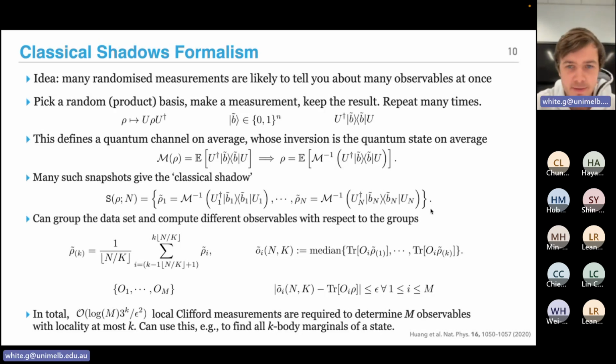So that is a brief overview of classical shadows, but it's really this final statement which is the most important and really pertinent to this work, which is that you can use this, for example, to find all of the k-body marginals of a quantum state in a way which grows only logarithmically with the number of qubits, say.